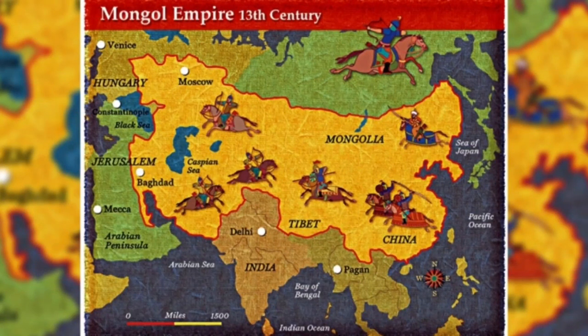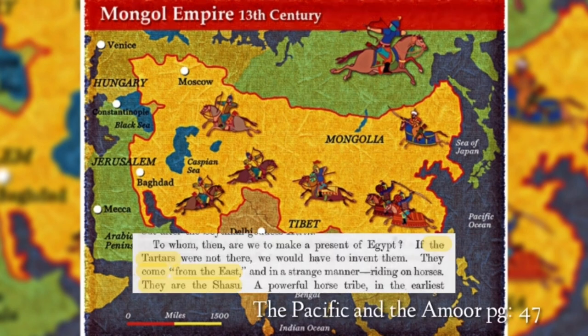The Mongol Empire, 13th century. The Tartars came from the east, and they came from the Near East, right next to the southern kingdom of Judah and the northern kingdom of Israel. They are the Shasu of Egyptian history.